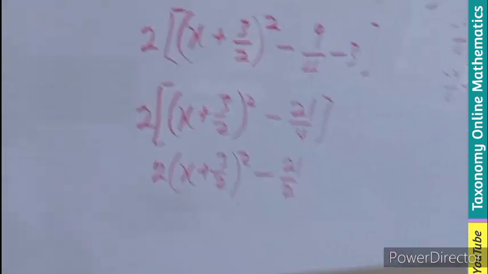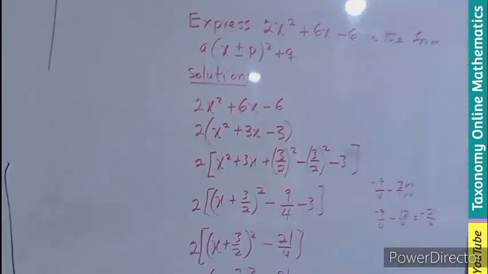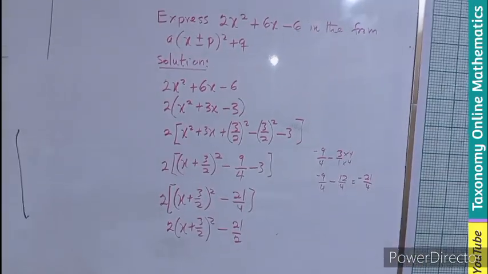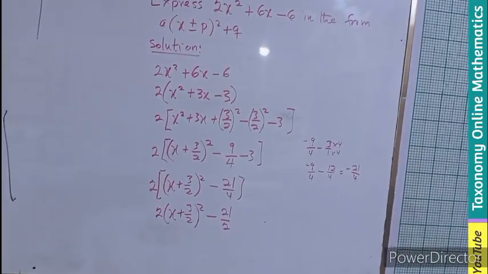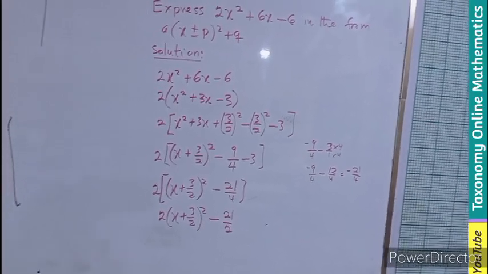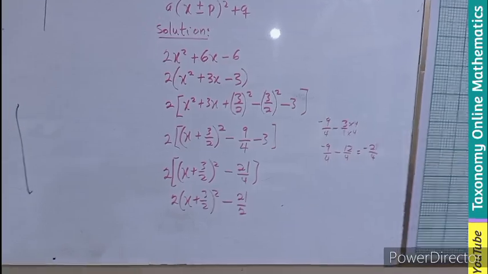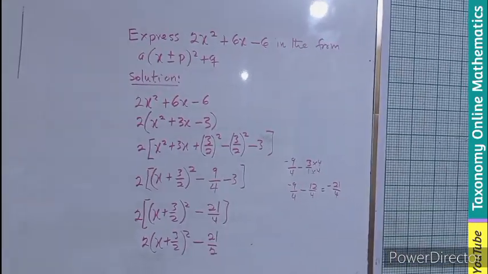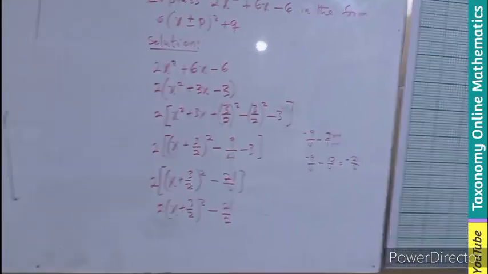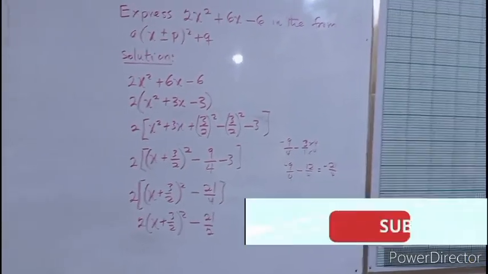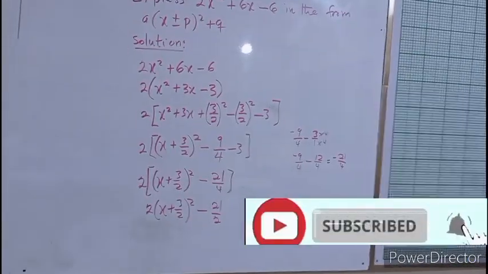2. So if we check what we are asked to do, we are to write it in the form a, which is the 2, then x plus our p, which is going to be 3 on 2, then our q will be a negative 21 on 2. So this is a simple completing the square, whereby we are not interested in knowing the values of x that satisfy this. So it's not an equation, just an expression.